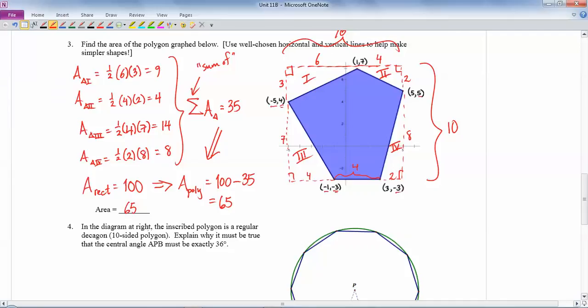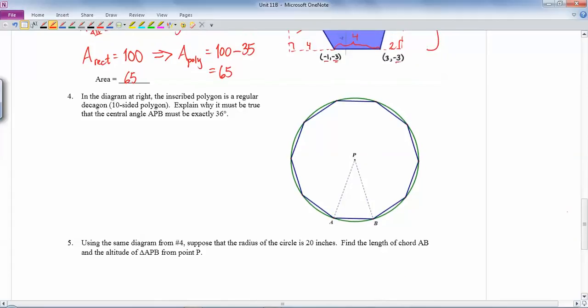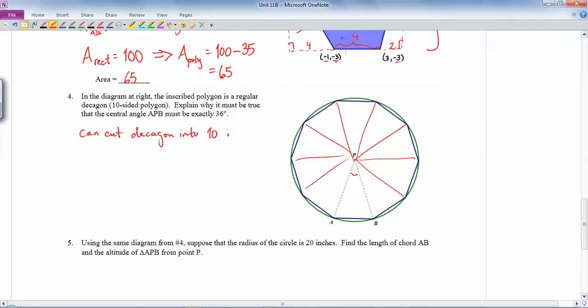Number 4, let's see, diagram here. We got a decagon, so 10 sides, and explain why APB has to be exactly 36. So we've got 10 congruent chords going around here. Let's see, what can we do? Well, if we cut this up into 10 triangles, we know that all those triangles would be the same, right? So we can cut the decagon into 10 congruent triangles.